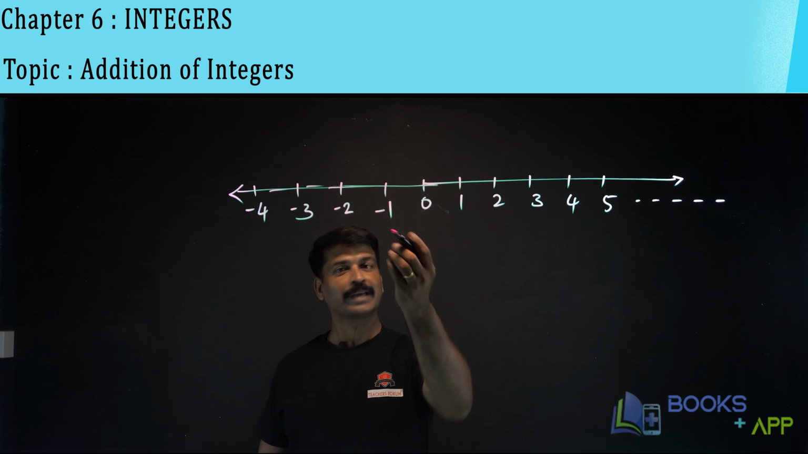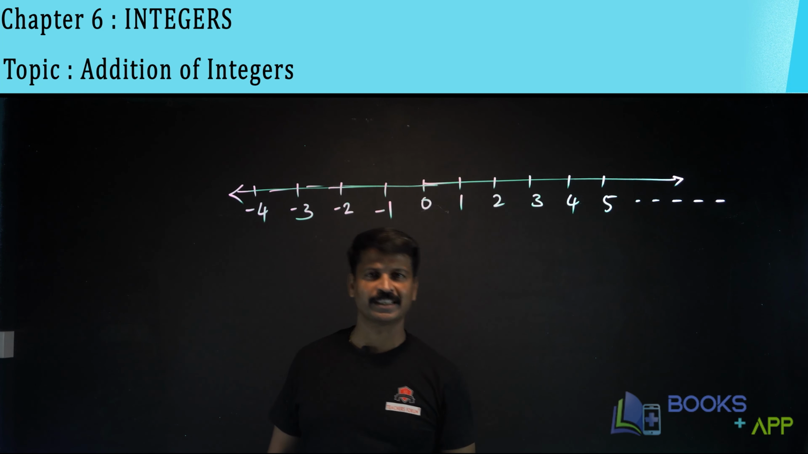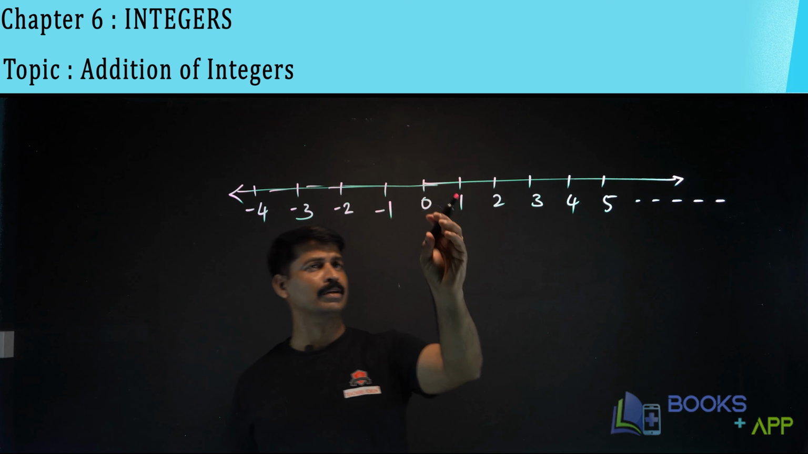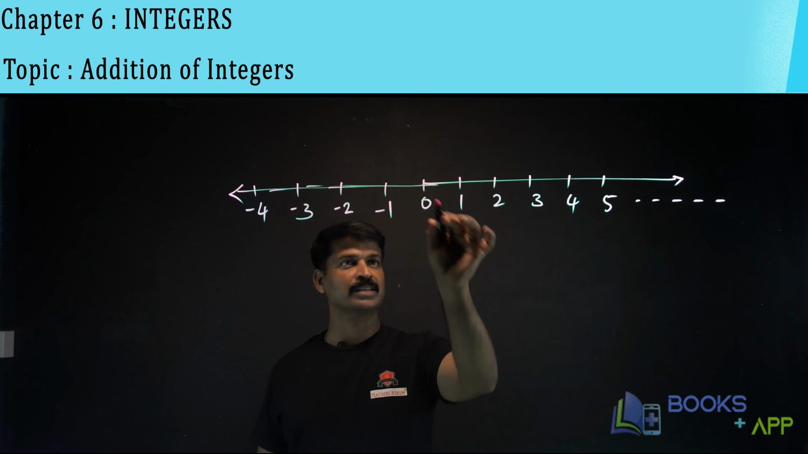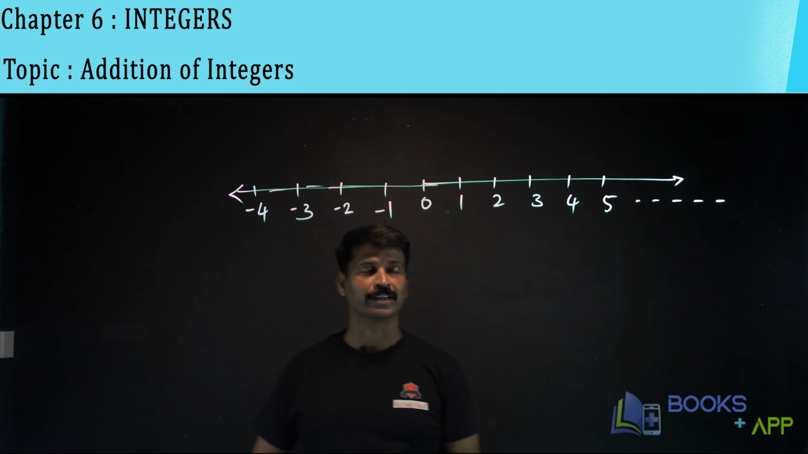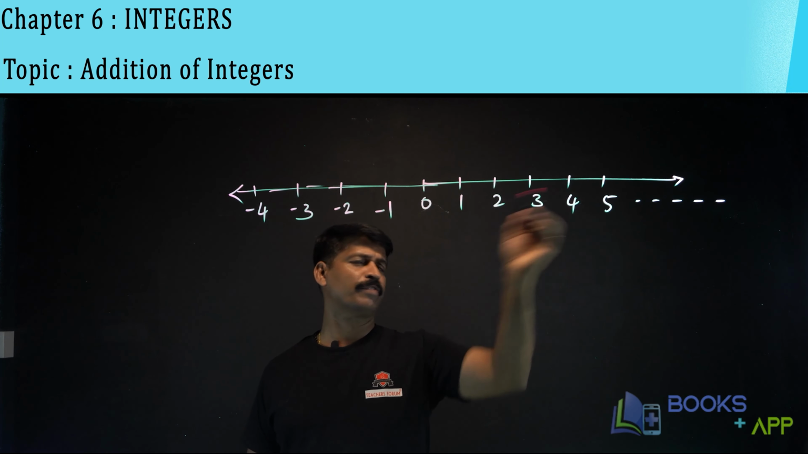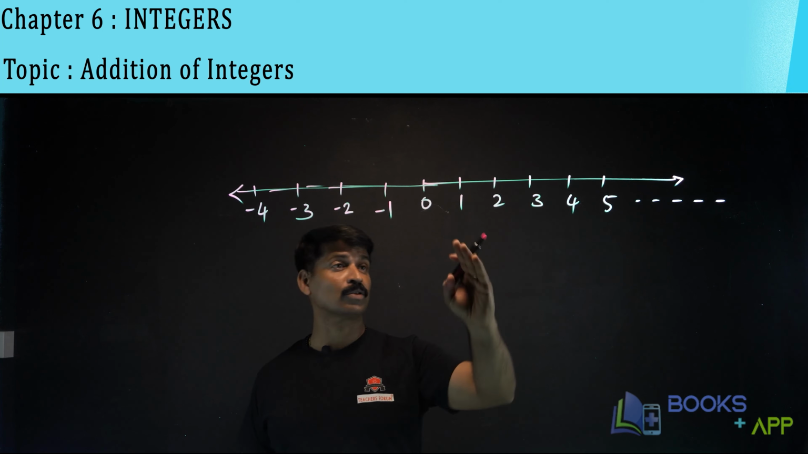So, can you tell me which is greater, 0 or 1? You know 1 is greater. Why? Because 0 is on the left side and 1 is on the right side. When you compare 0 and 1, 1 lies on the right side of 0. That's why 1 is greater. Which is greater, 2 or 5? 5 is greater, because 5 is on the right side of 2.